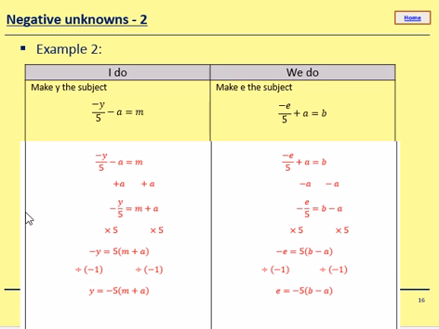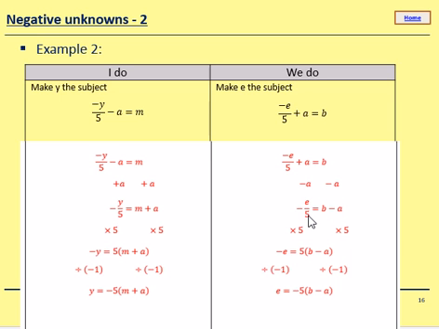Okay, so for the next we do, I've got negative e divided by 5, add a equals b. And the main difference is, instead of a take away a, we've got plus a. So we do the opposite to get rid of that. Take away a from both sides. You should end up with a line that looks something like this.